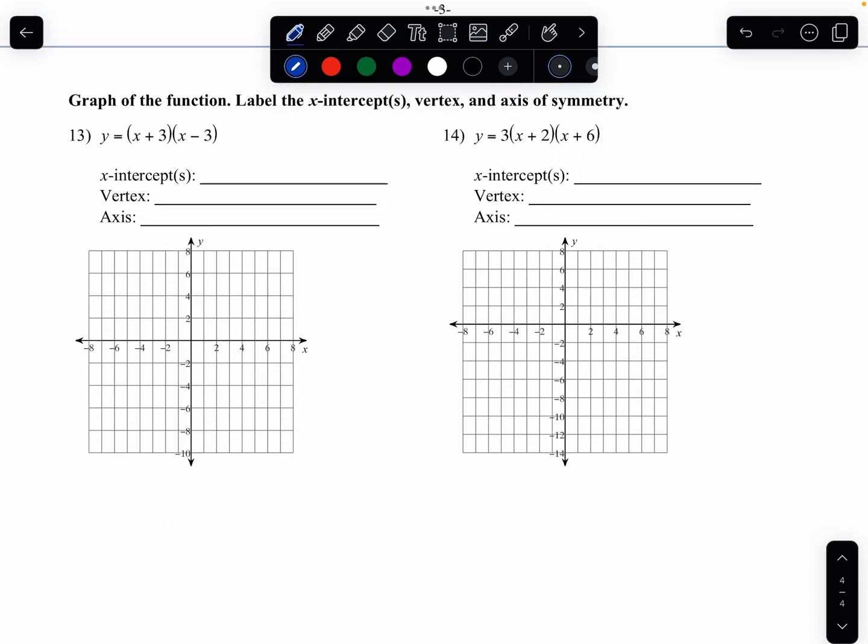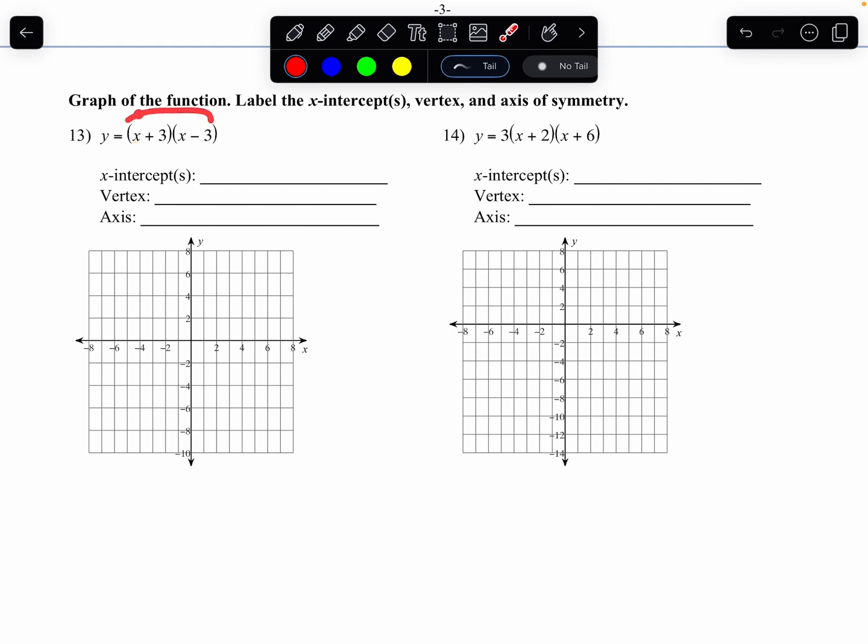Graph the function and label the x-intercepts, the vertex, and the axis of symmetry. These are intercept form quadratics, okay? Now they're quadratics because if you were to multiply these out using the FOIL method, look how you'd multiply x and x, so you'd get x squared.